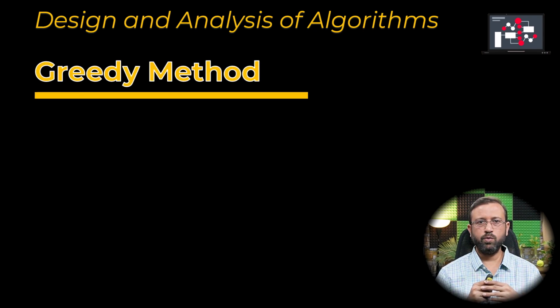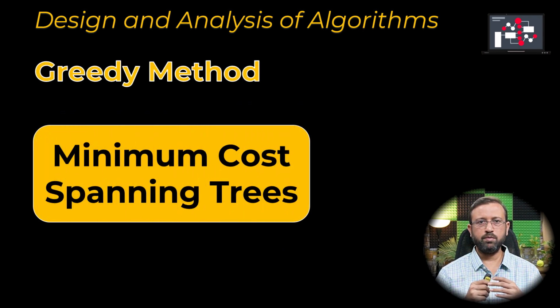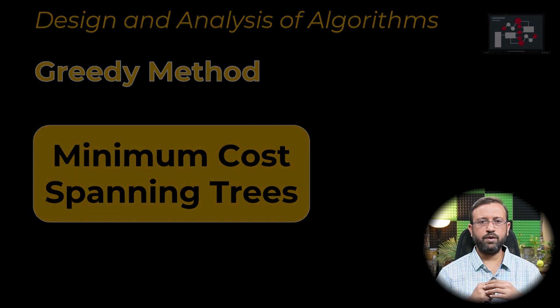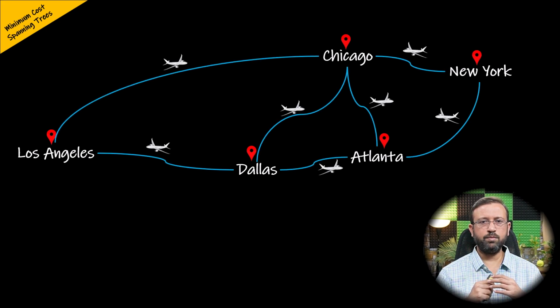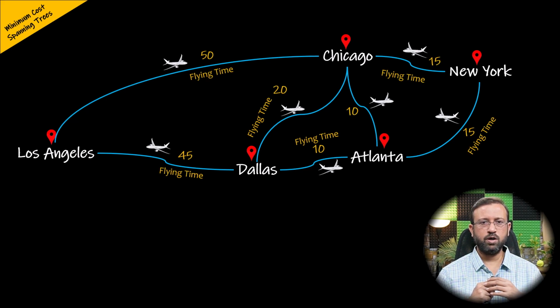In this video, we will discuss what are minimum cost spanning trees. The topic of spanning trees is related to graphs, and graphs have many applications. For example, graphs can be used to represent a network of airports. In such a graph, the vertices represent the airports and the edges correspond to the available flights between the airports. The weight or cost of the edge might represent distance or airfare or travel time.